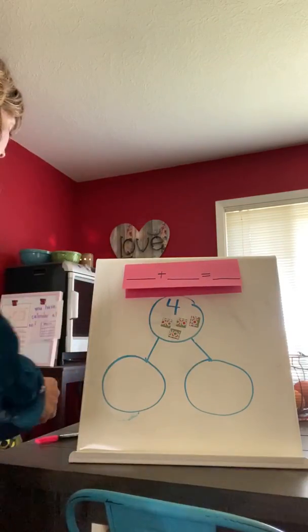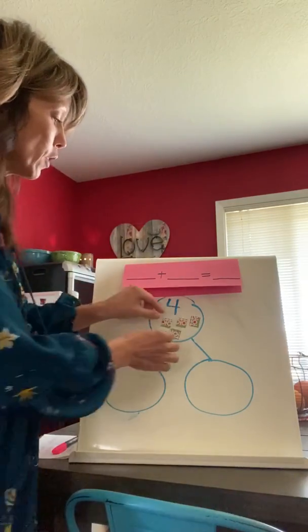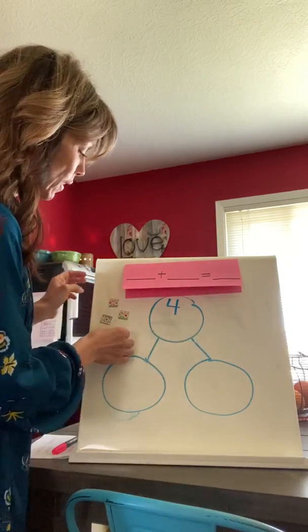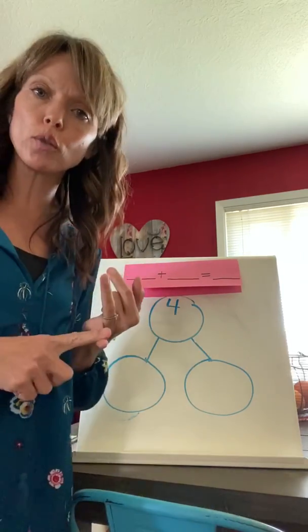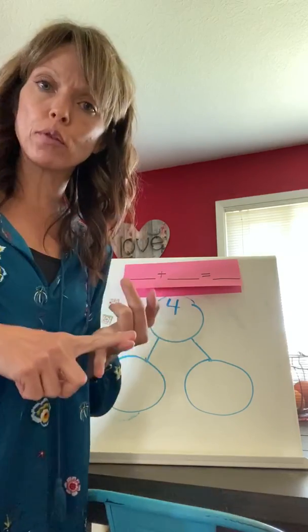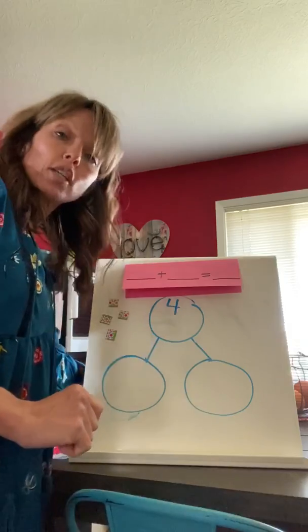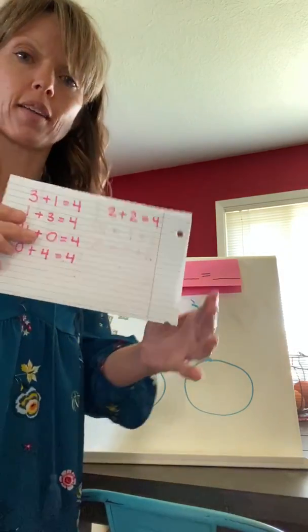All right. So that, my friends, is how you use a number bond to show addition. Today what we did was we looked at different ways to make the number 2, different ways to make the number 3, and different ways to make the number 4. And we wrote addition sentences to go with that.